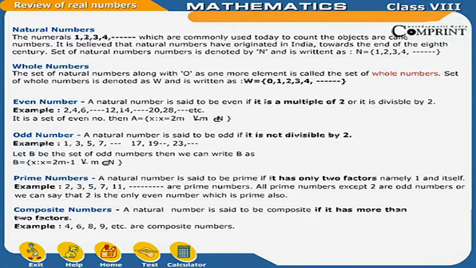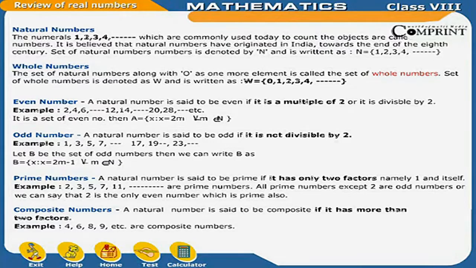Whole numbers. The set of natural numbers along with 0 as one more element is called the set of whole numbers. The set of whole numbers is denoted by W and is written as capital W is equal to the set of 0, 1, 2, 3, 4 and so on.